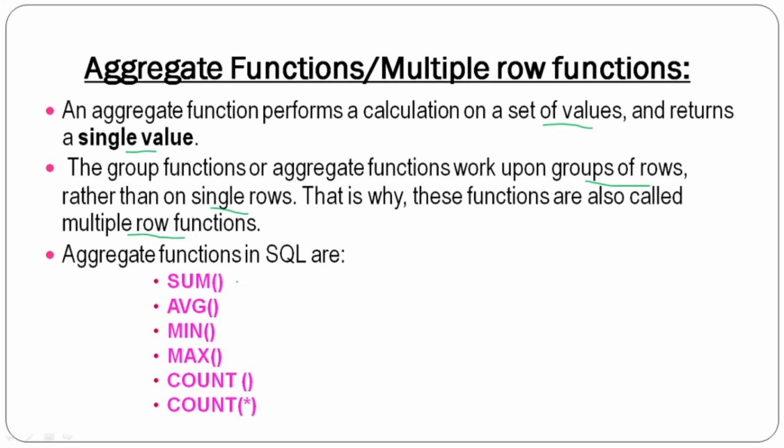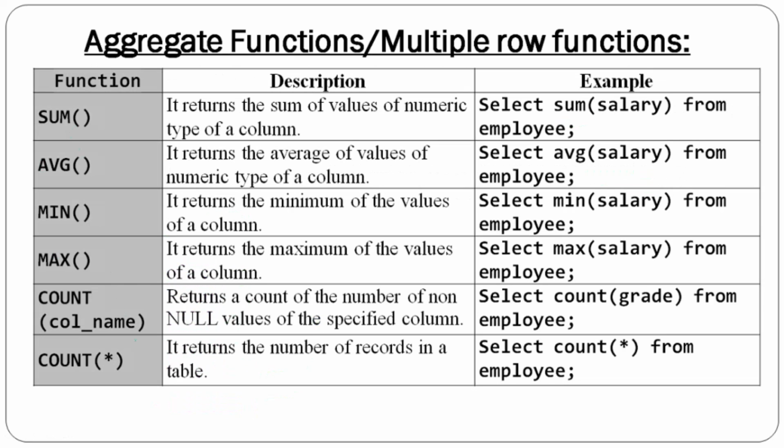Examples of aggregate functions are SUM, AVG, MIN, MAX, COUNT and COUNT(*). Let us discuss each of these functions in detail. All these functions except the COUNT(*) function accept a column name as argument. Out of these, SUM and AVG functions accept a numeric column as argument and return the sum of values or the average of values in that column.